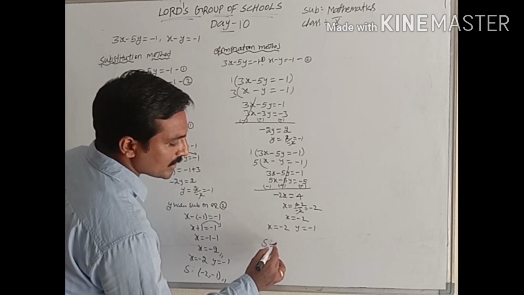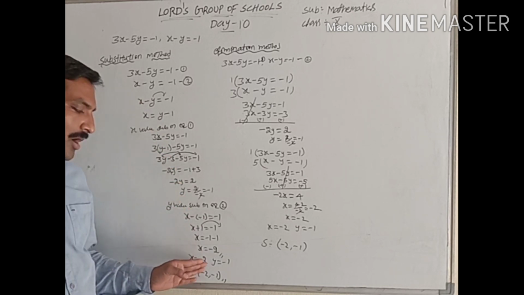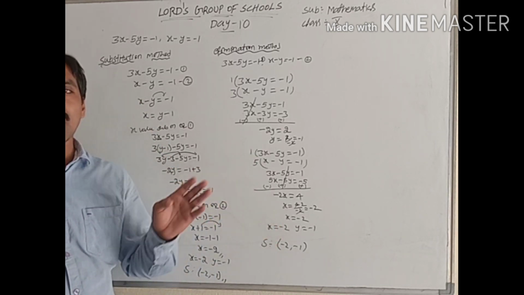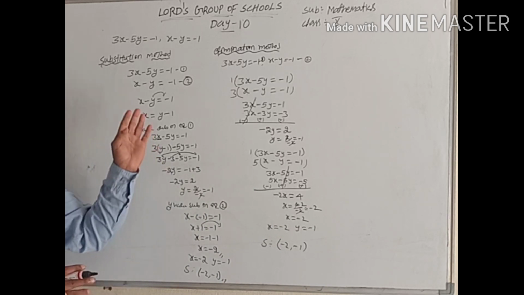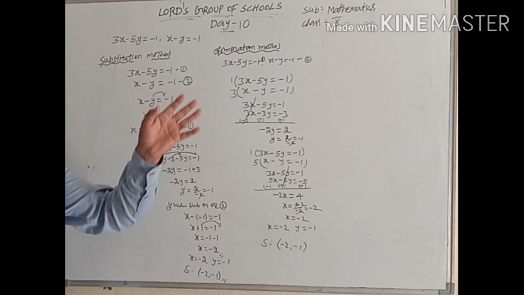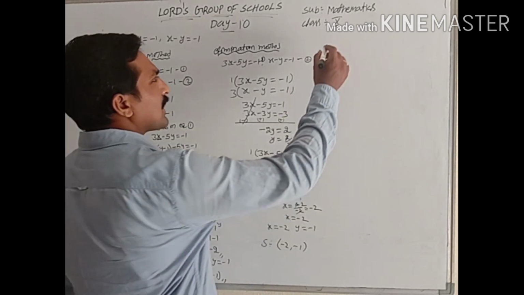If you want the solution, it is minus 2 comma minus 1. In the substitution method, the values you got are the same values you get in the elimination method also. Next, one more method is there. If two equations are given, you have to solve them graphically, which means how to do the graph representation.